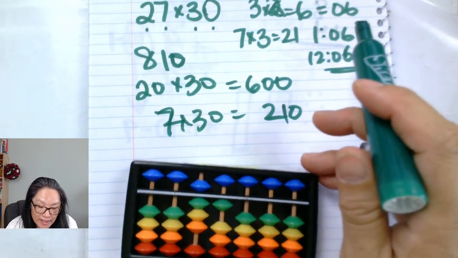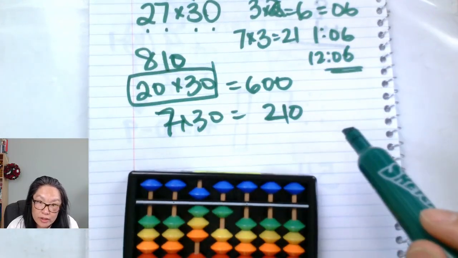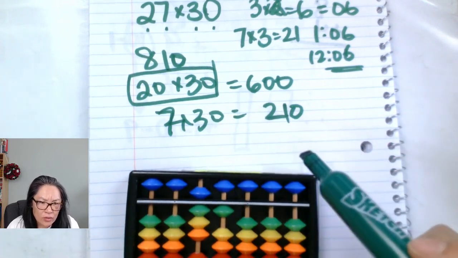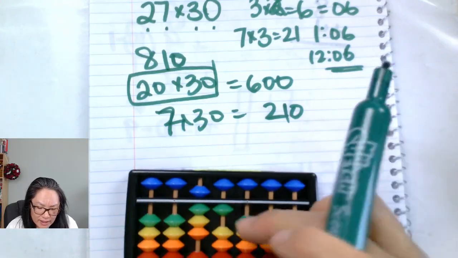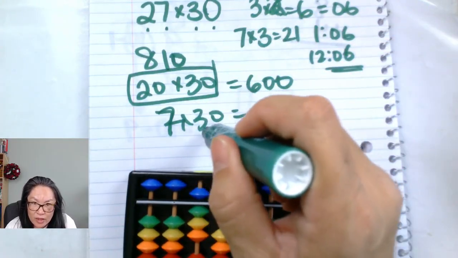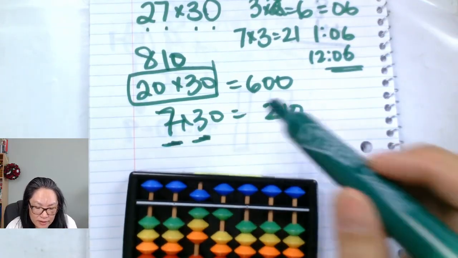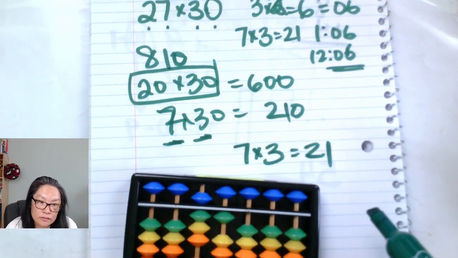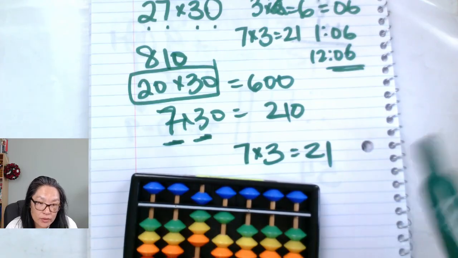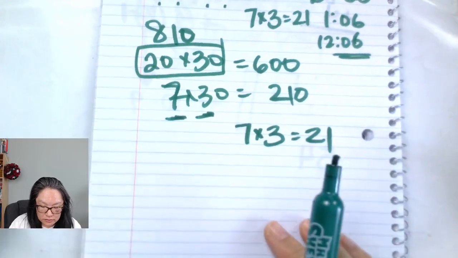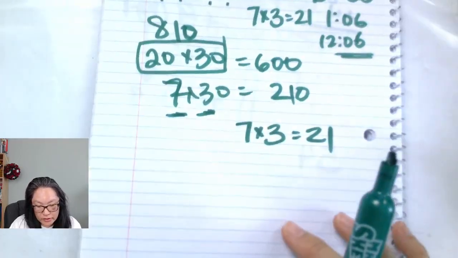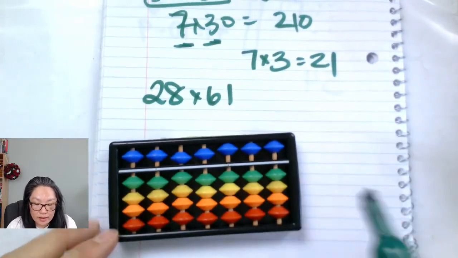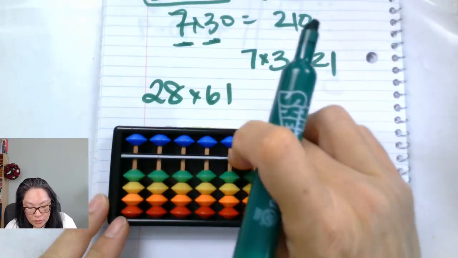So in our multiplication table, we don't go to 200, we don't go to 20s and 30s, right? What we're doing is we take our multiplication table and we solidify it. We solidify our information. We do 7 times 3 is equal to 21. We can do another one, right? We do 28 times 61, right? Same thing. 1, 2, 3, 4. 1, 2, 3, 4.